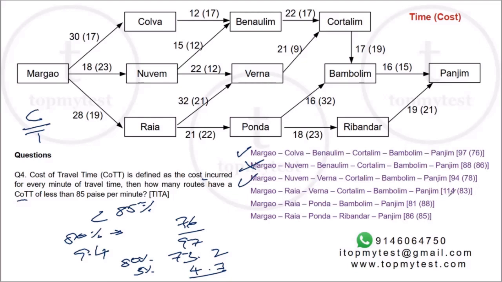83 by 114 definitely will satisfy. Numerator is lower, denominator is higher. So definitely less than 85%. 85 by 81 will definitely not satisfy, and 88 by 81 will not satisfy, and 85 by 86 will also not satisfy. So 3 of these values will satisfy.